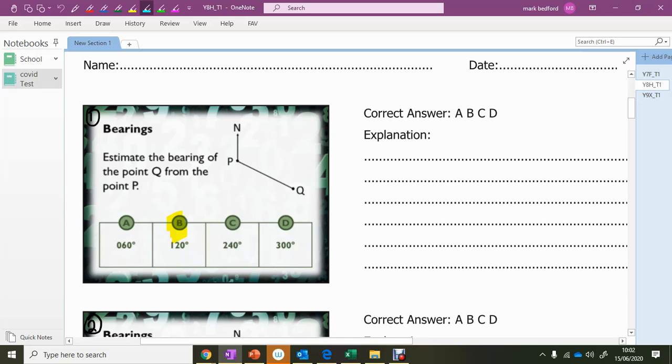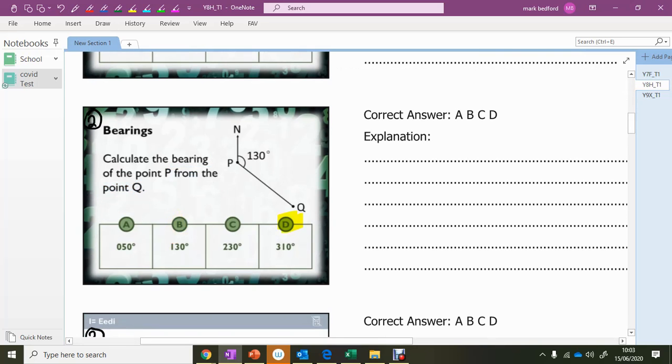On question 1, you are asked to estimate the bearing of the point Q from the point P. So this point here, from the point P, is where we do our measuring from. So we find P, there it is, and we measure from the north line going clockwise, and we're working out that angle there, which is close to 120 degrees. So that's why we get the answer.